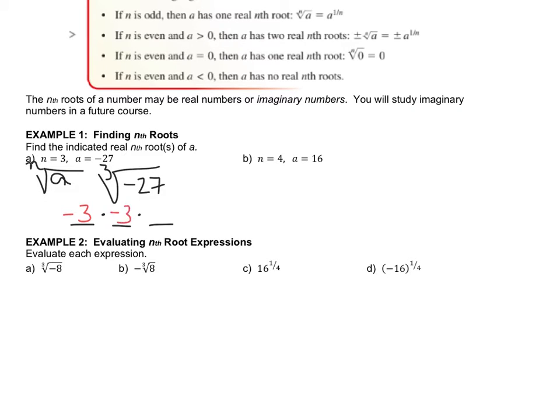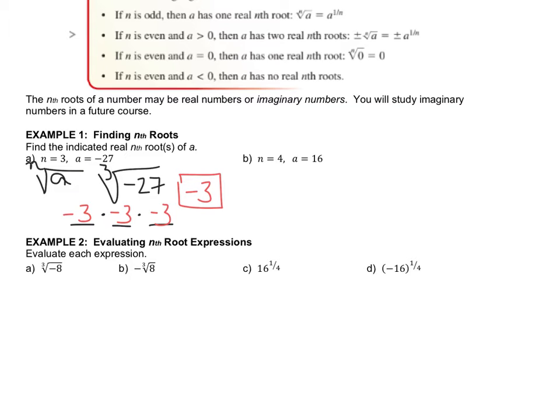Negative 3 times negative 3 is positive 9, times negative 3 is negative 27. So negative 3 is the answer. It can't also be positive 3, because positive 3 times positive 3 is 9, times positive 3 is 27. There can only be one answer here. Okay, looking at the second one.